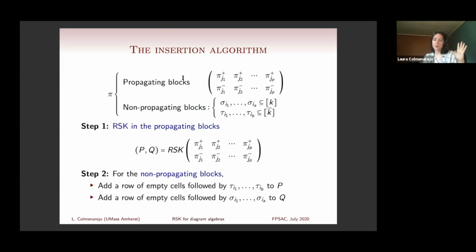And the insertion algorithm, what we are gonna be doing is we are gonna first insert using RSK the propagating blocks. So I'm gonna get P and Q, which is just applying RSK to this 2-line array. And then we're gonna add in each of them, in P and Q, a row of empty cells followed by the non-propagating blocks.